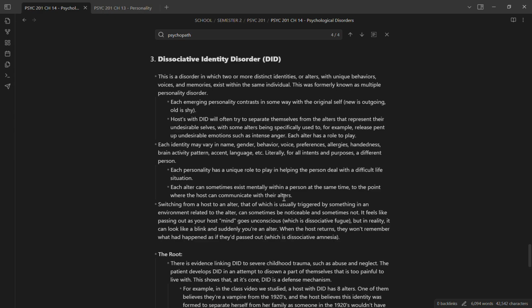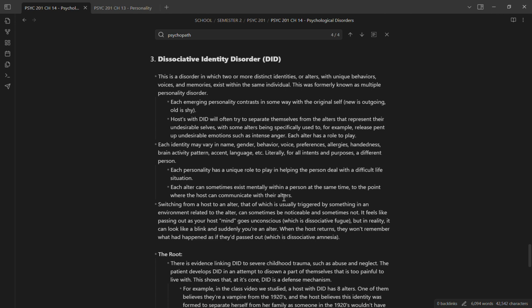Switching from the host to an alter, which is usually triggered by something in the environment related to the alter, can sometimes be noticeable and sometimes not. According to the victims, or the people with this story, it feels like passing out as your host mind goes unconscious, which is the dissociative fugue part. But in reality, it can look like a blink and suddenly you're an alter. When the host returns, they won't remember what happened, as if they'd passed out, which is the dissociative amnesia part of this.